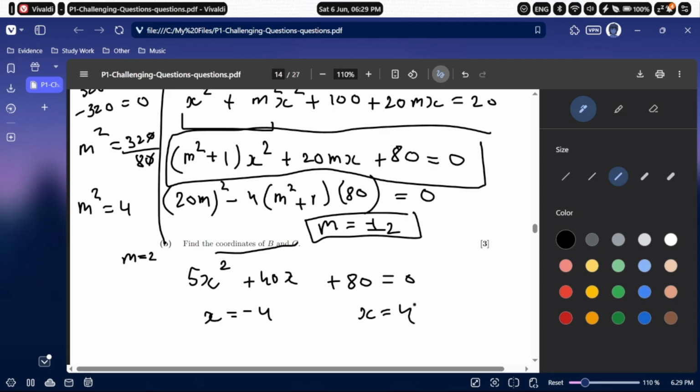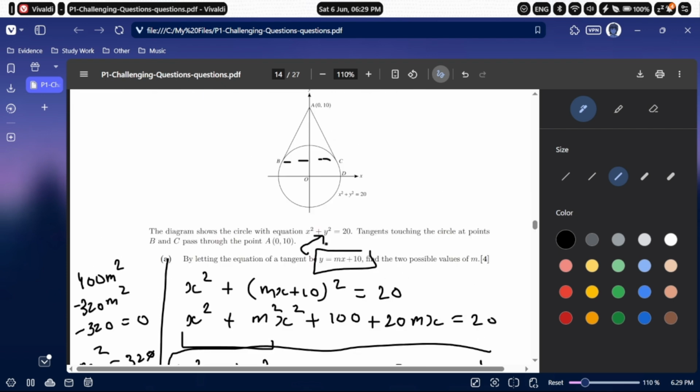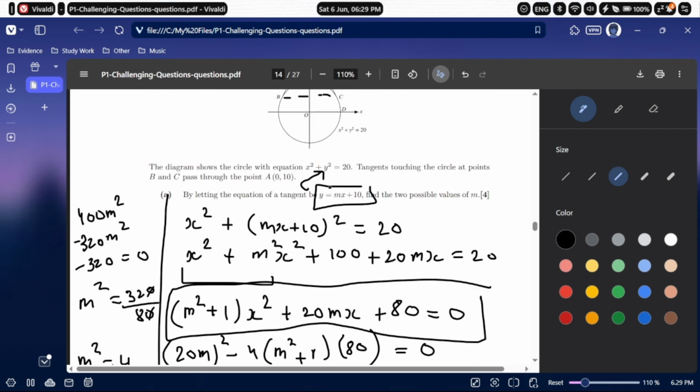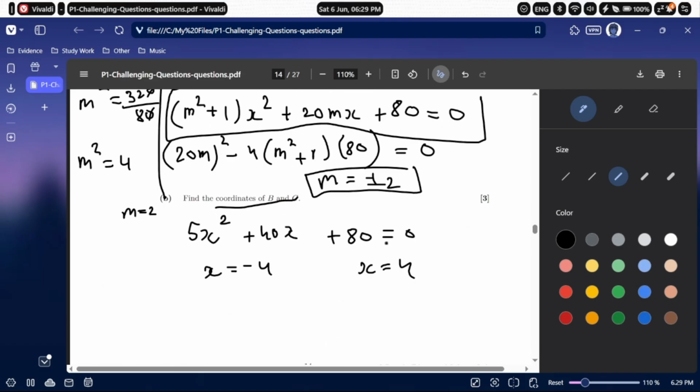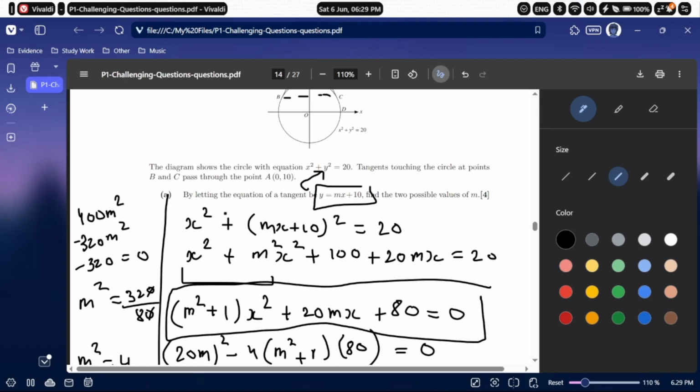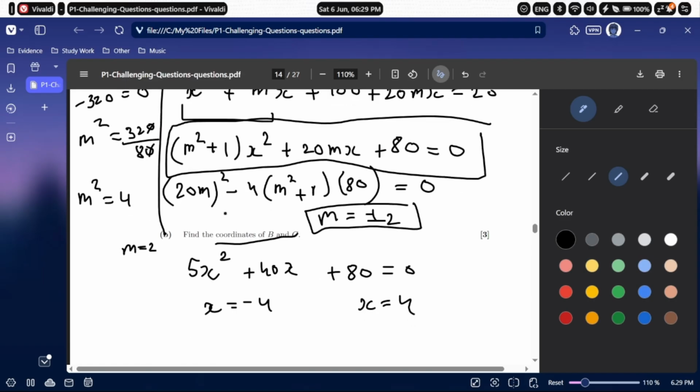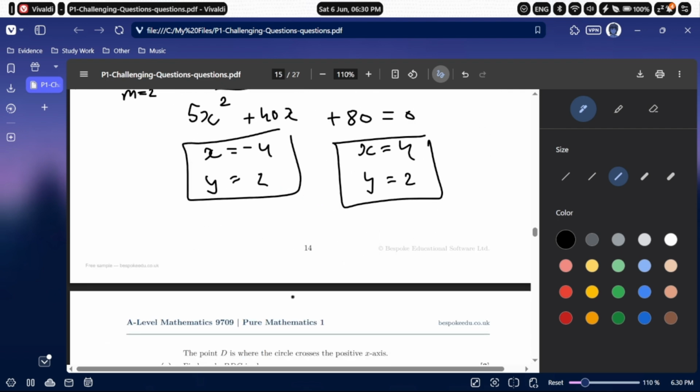And then for the y coordinate, you input this into mx plus 10. Wait, this was for m is 2, right? So 2 into minus 4 plus 10, and you get 2. So y is 2, and in this case you'd have y as 2 as well.